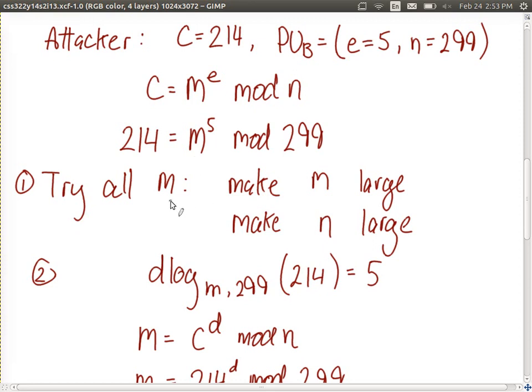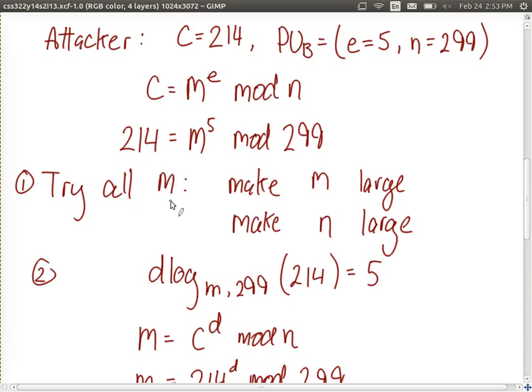You could do a brute force type approach and try m equal to 1, see if it gives us 214 when we raise to the power of 5 and mod by 299. If not, try 2, 3. So try all possible values of m. That would work, especially with our small numbers.